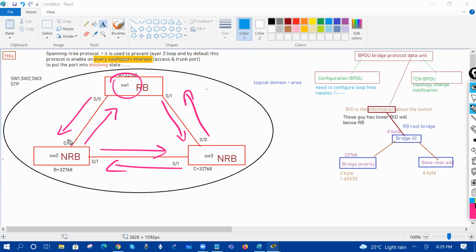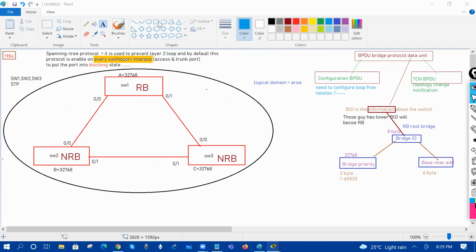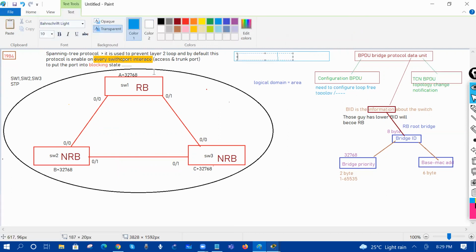Do I know about this guy? Does switch 1 have an idea about this guy? Does switch 2? Does switch 3 know about this guy? No. So in that case, what happens, guys? Whenever the configuration BPDU is sent, we have the Ethernet packet, and after that we have the BPDU information. The source MAC will be the MAC address of this Ethernet interface, and the destination MAC address will be a multicast MAC address, 0180C2 0000 00, something like this, as I remember.